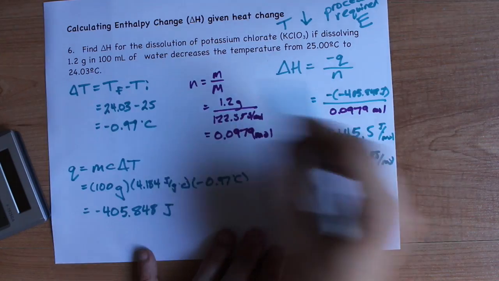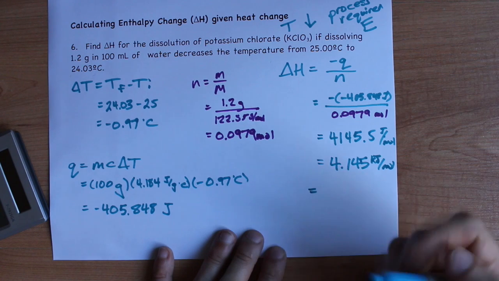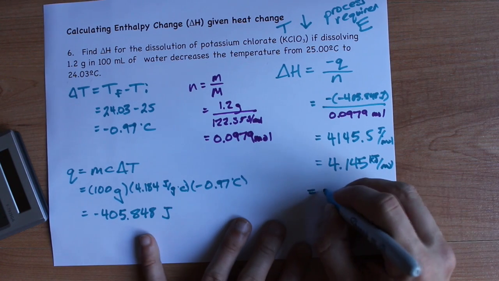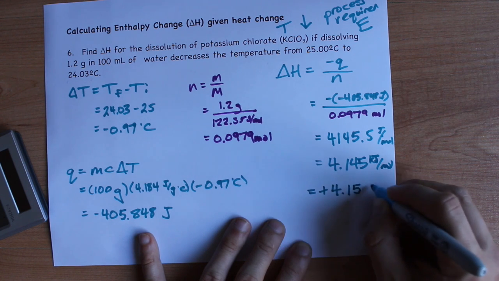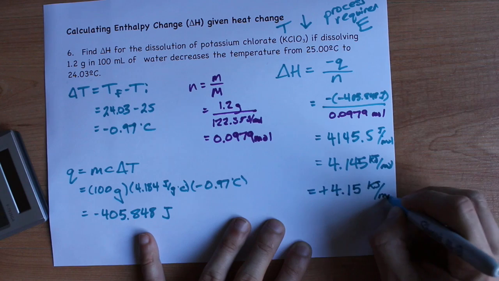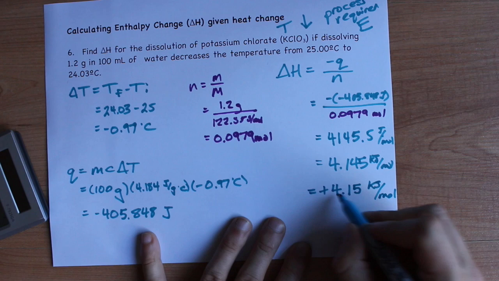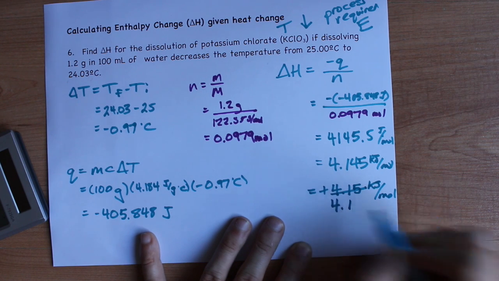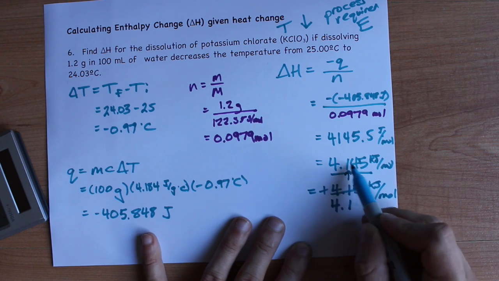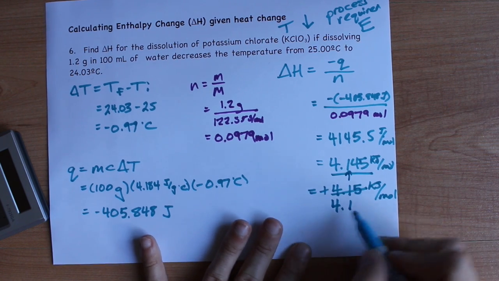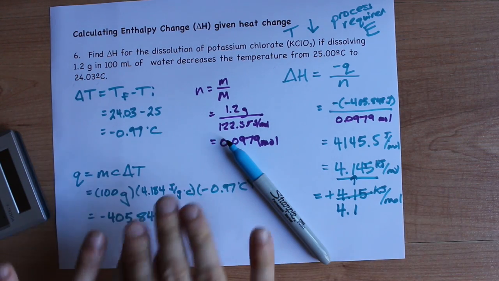It was an endothermic reaction because the temperature went down. So I want the sign to be positive, which it is, thank goodness. And so my delta H is positive 4.15 kilojoules per mole. If you're wondering why I rounded this, it's because I only have two sig figs. So 4.1. I'm rounding this off to this digit because that's a four. I just chop it off. And I have positive 4.1 kilojoules per mole. I almost tricked myself with my own sig figs there.